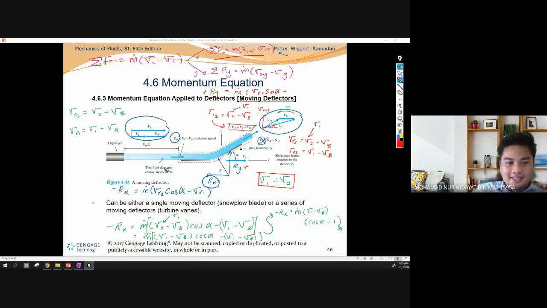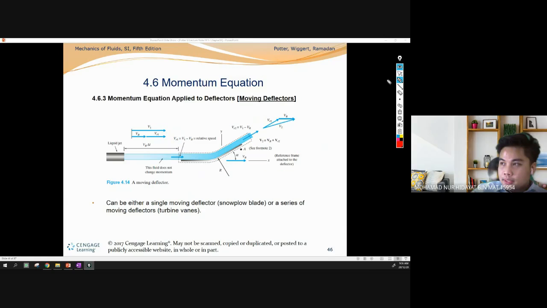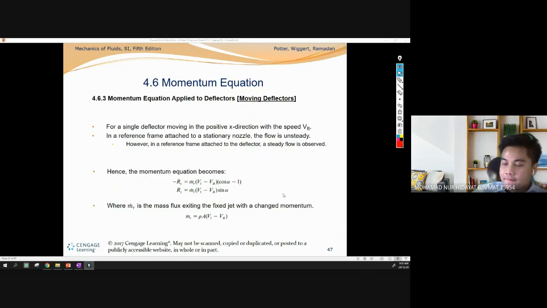Eugene, yes, correct. There is no vertical component, so just put 0 here. That is why we replace VR2 with V2 minus V1, or V2 minus VB, or V1 minus VB. That is why it turns out to be this equation.